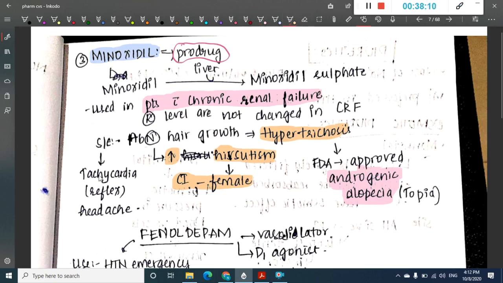Now what are the other side effects? Because it decreases BP, reflexly it causes tachycardia. There is reflex tachycardia and headache as side effects. So this is about minoxidil, which is a prodrug.